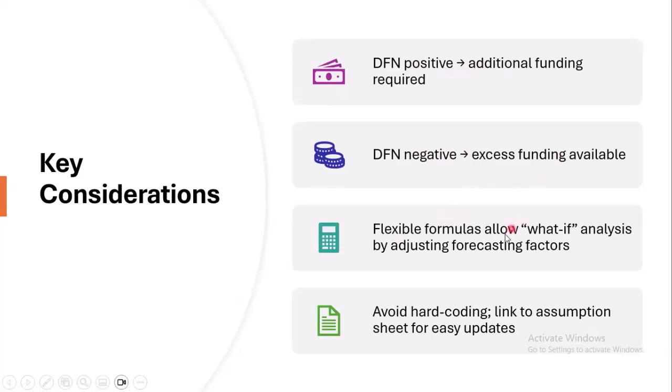We want to have flexible formulas, like I said, to allow what-if analysis if the factors we place in change. And then we should try to avoid hard coding. Make sure that what we are doing is linked to assumption sheets so that we have an assumption sheet. We also have an assumption column. Let's not hard code. Let's make sure that everything is linked to assumption sheets so that we can easily make updates.